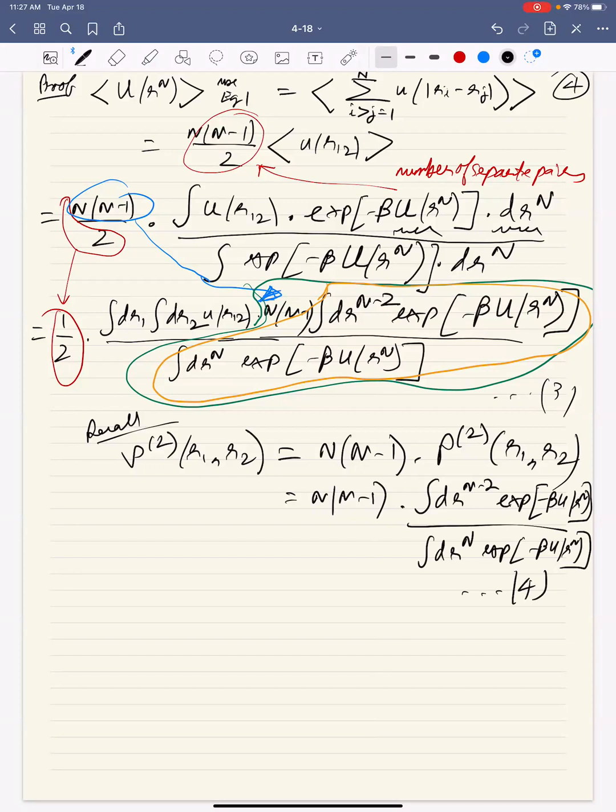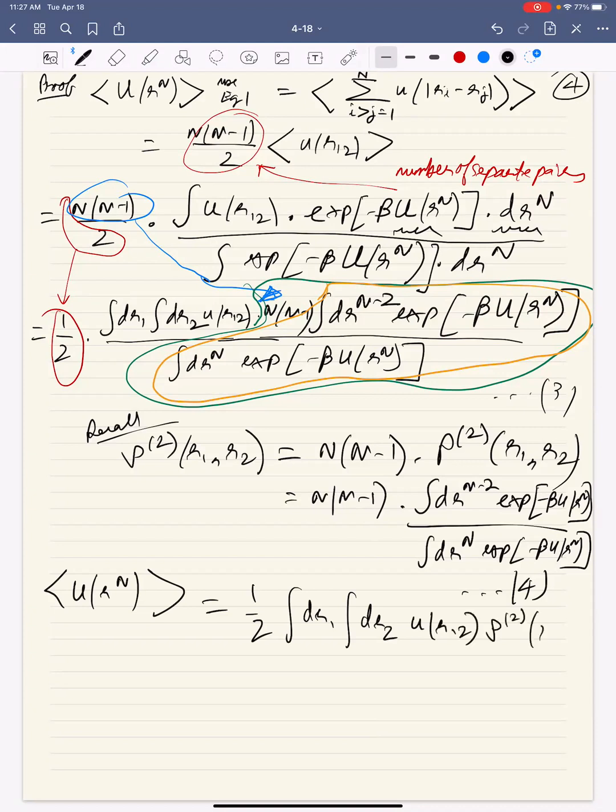So what are we left with? We are left with capital U of Rn is equal to half integral dr1 integral dr2 small u of R12 multiplied by rho 2 of R1 comma R2, which is what we wanted to prove, right? And again, if you're getting lost, first of all, you should not get lost in the algebra. If the step that we took to get to equation 4 is confusing you, you should think about what's going on.